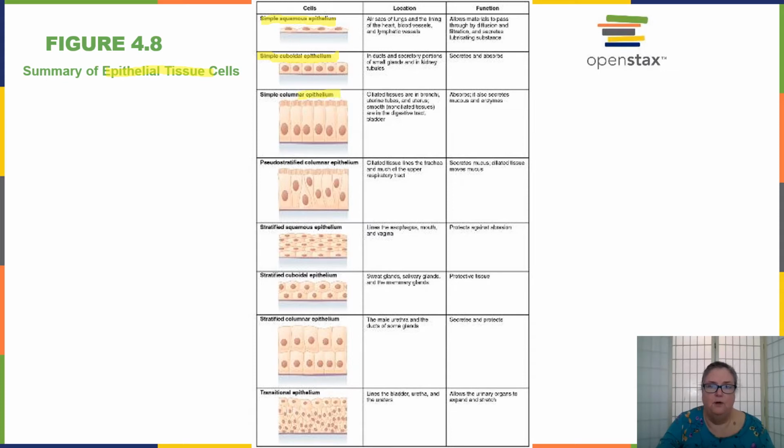Simple columnar epithelium often also has microvilli, and this can be found in the digestive tract, especially the small intestine, where it absorbs nutrients from the food. Pseudostratified columnar epithelium often has cilia, which are different than microvilli. They may look a little the same, but keep cilia and microvilli straight.